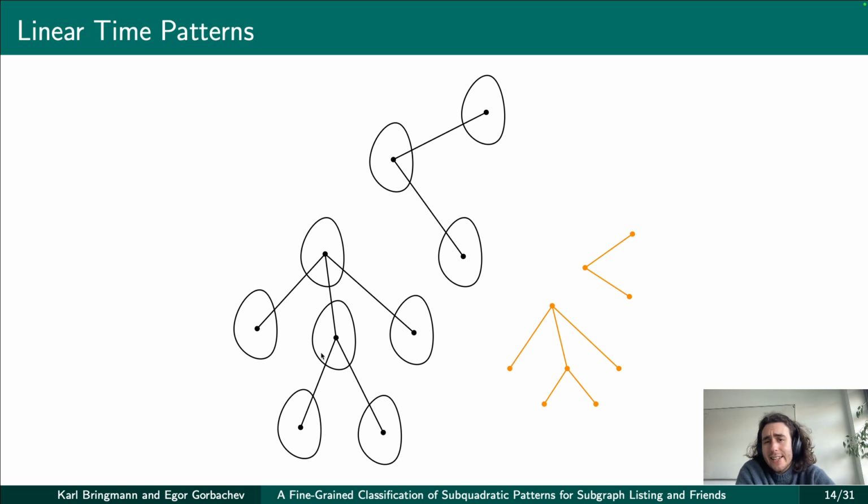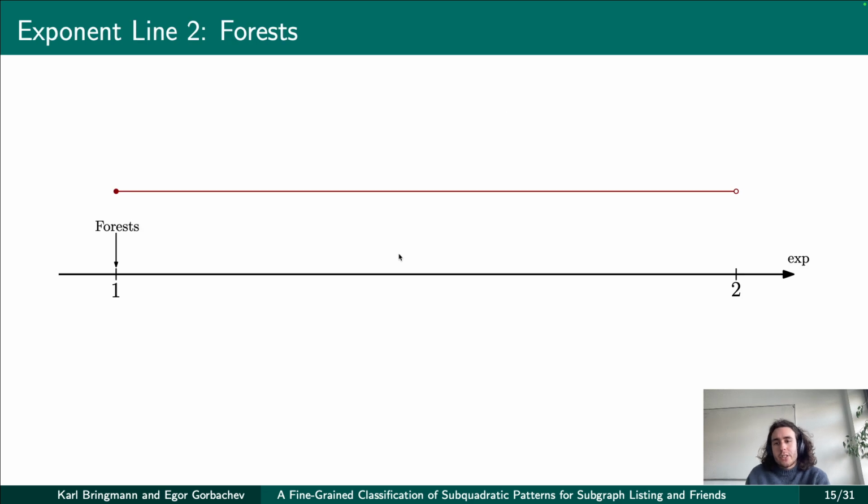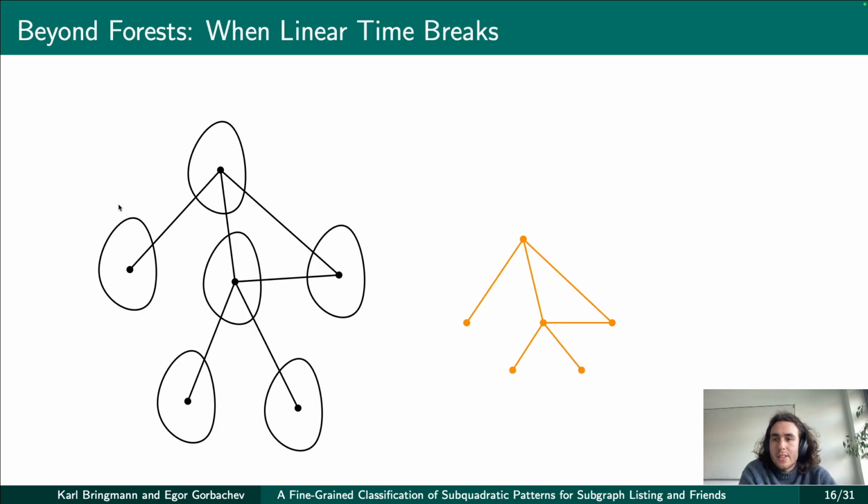It's easy to see that any forest is also solvable in linear time. As different connected components are independent, we just solve them separately and then sum up the answers. So if we go back to our picture, we can place forests in point 1. As it turns out, forests are actually the only patterns that are solvable in linear time, and let me show you that. If a graph is not a forest, then by definition, it contains a cycle.